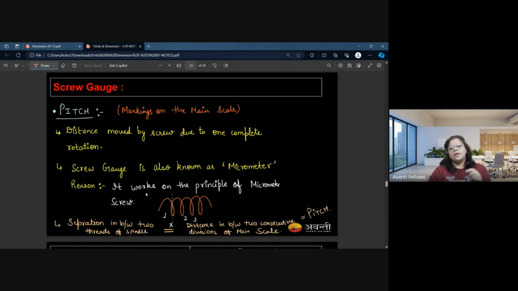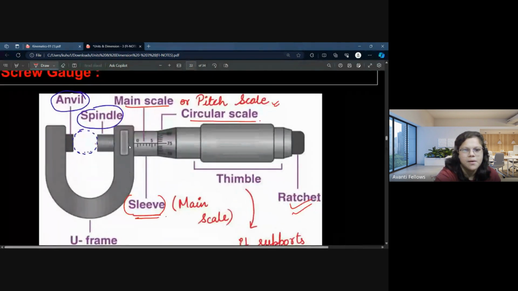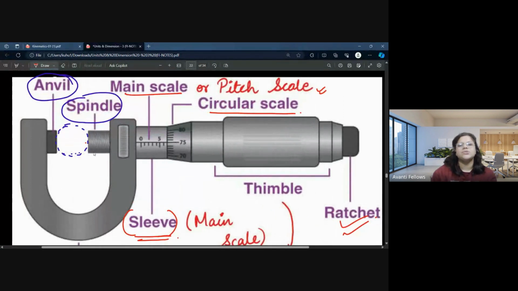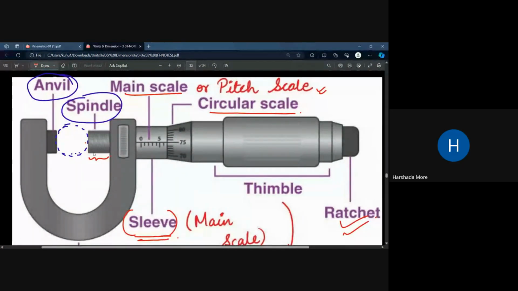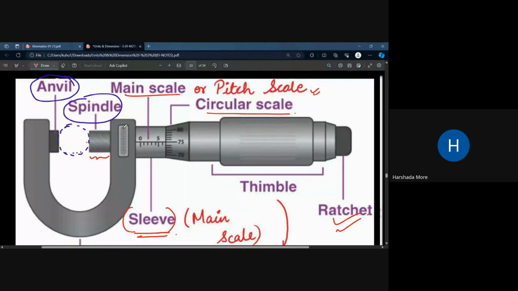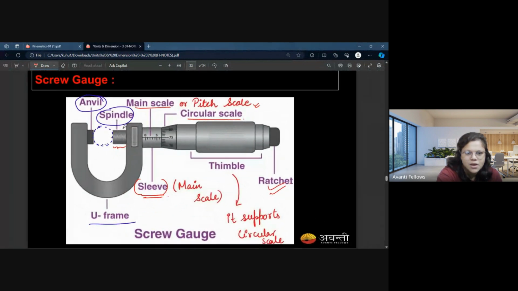Now, there are a few amazing things about a screw gauge. One is, I will show you over here. Can you see a thread-like structure in this spindle? A thread-like structure like this. Now, the concept is, when you give one complete rotation to this circular scale, one thread will be uncovered to you.